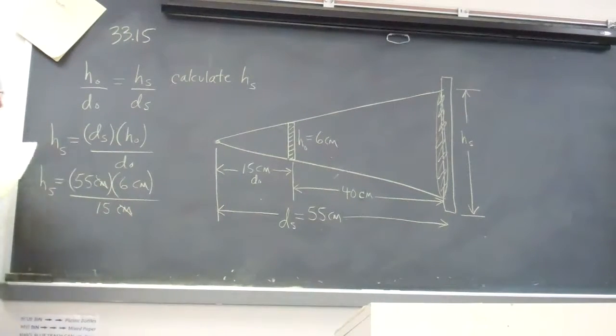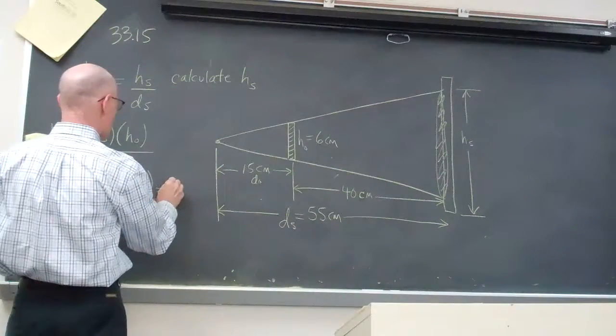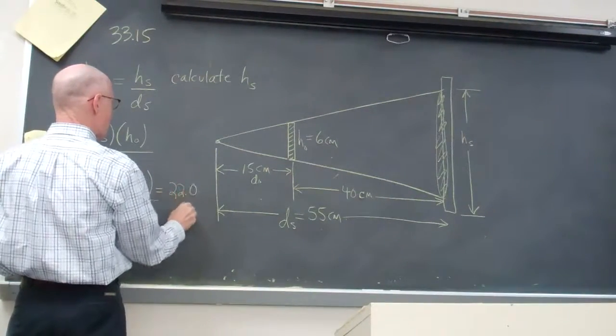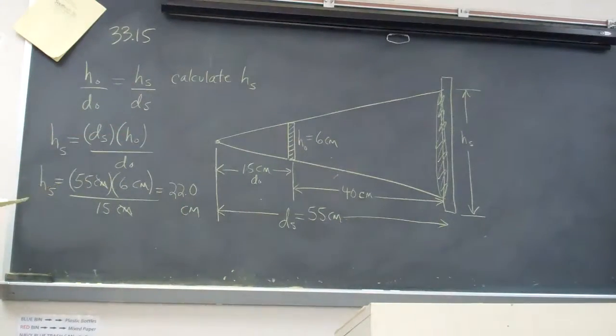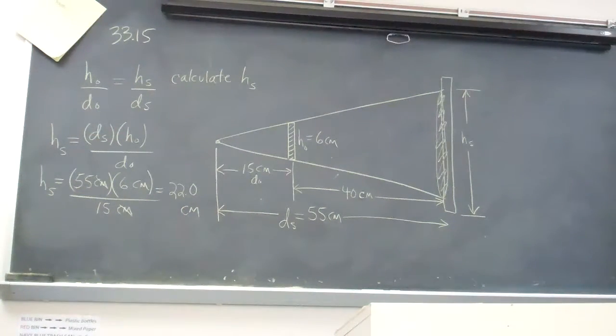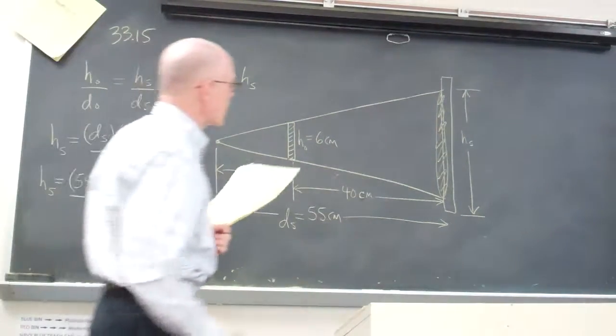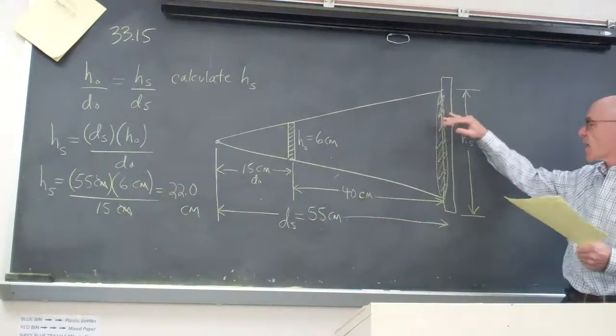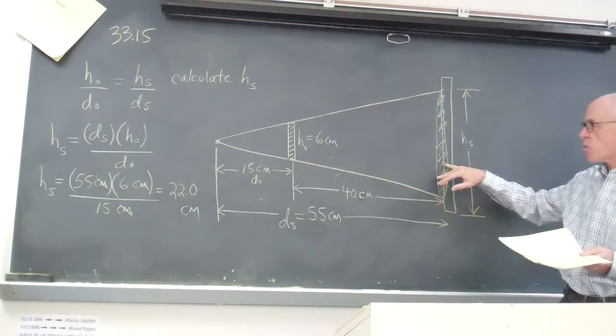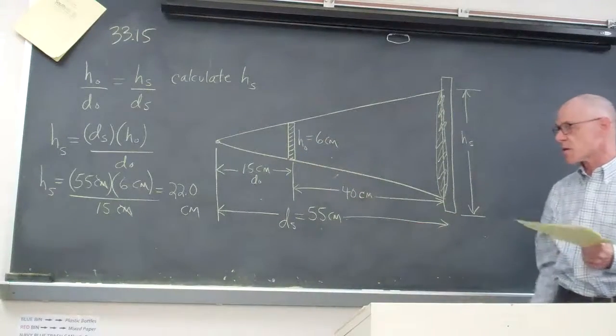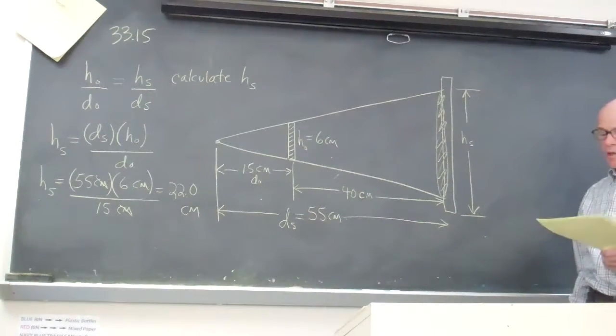Two of the centimeter units cancel out and you're left with centimeters. And that will give you an answer of 22 centimeters. So if you step back and look at that, does that make sense? It's a reasonable answer. The sketch wasn't done really well, but definitely you can tell from the sketch that the height of the shadow is much, much bigger than the actual height of the object. So the 22 centimeters is a reasonable answer.